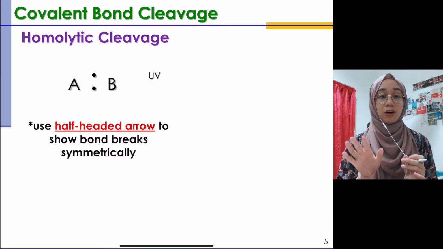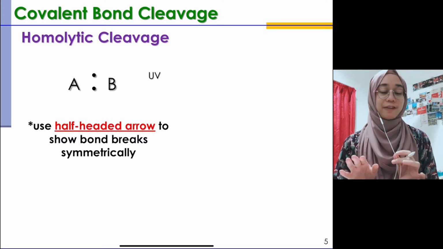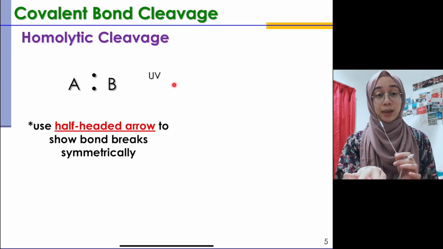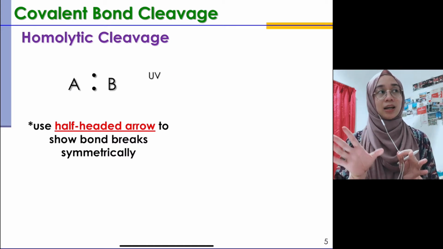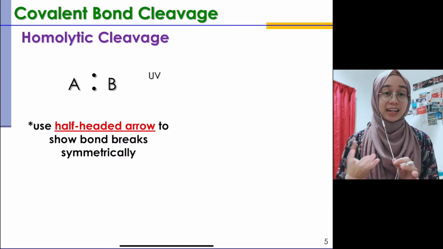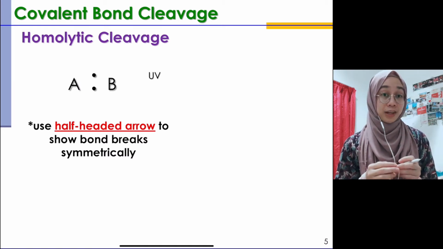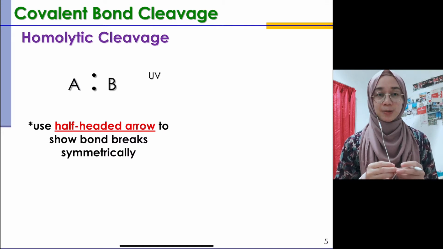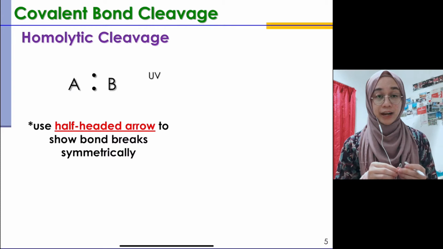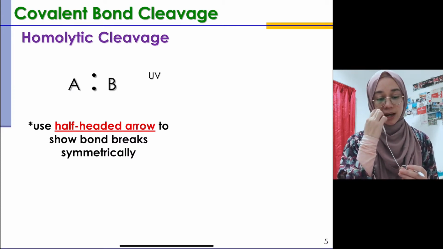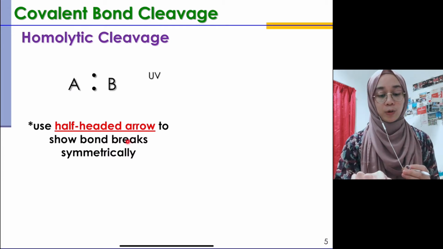Okay, so in order for homolytic cleavage to occur, as you can see here, there's UV. UV is sunlight lah. Okay, so it needs a very high energy in order for homolytic cleavage ni berlaku. So sebenarnya bila ada UV dalam equation, itu sebenarnya adalah hint. It gives you a hint that the reaction or the cleavage undergoes homolytic cleavage. Okay, jadi kat sini dia mention that you need to use a half-headed arrow to show bond breaking symmetrically.